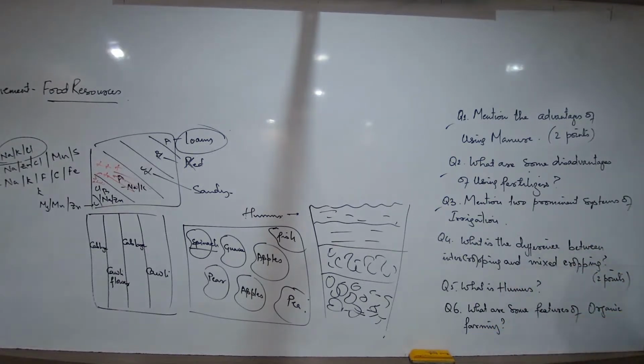What is the question I'm asking you? What is the difference between intercropping and mixed cropping? Can you write 2 points now? What to write? Intercropping is in a pattern. In intercropping, the crops are grown in a definite pattern.